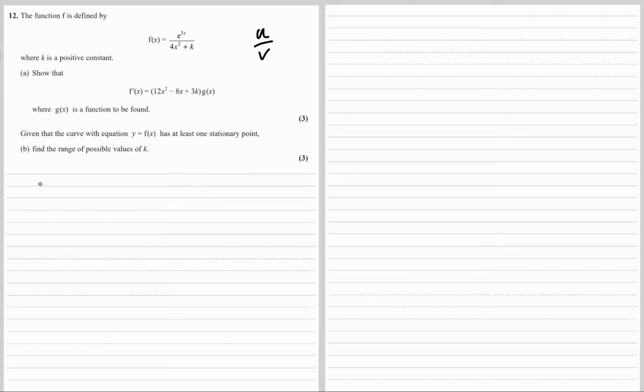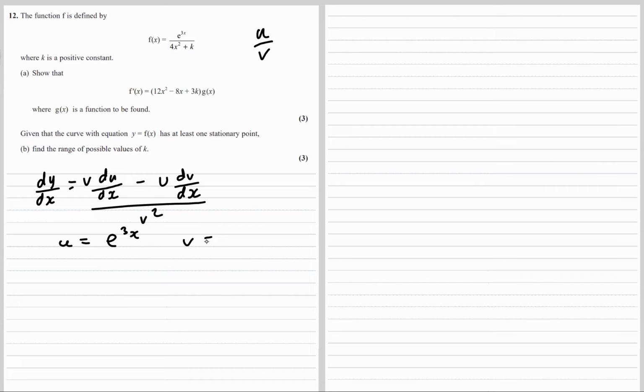And the quotient rule says dy dx is v du dx minus u dv dx over v squared. There's another version of this with f of x and g of x in the formula book. So we're going to have u and v. U is our numerator, so u is e^(3x). And v is our denominator, 4x squared plus k.